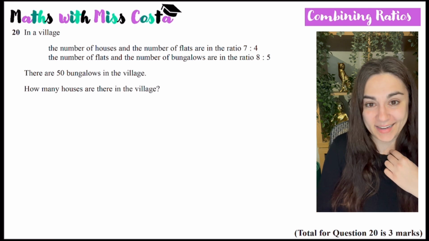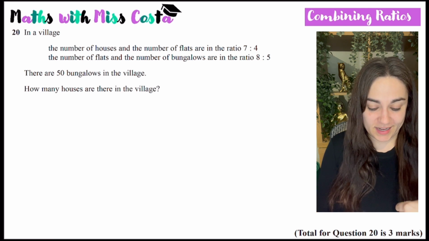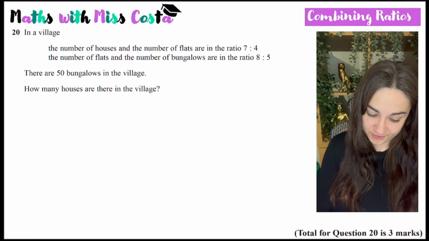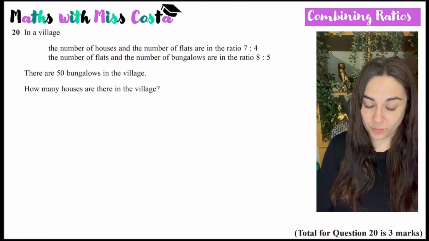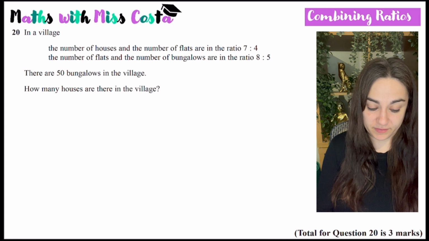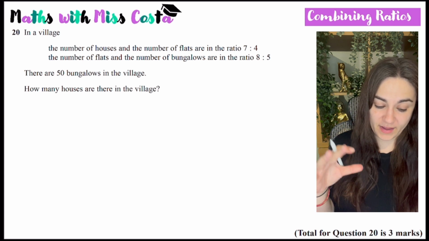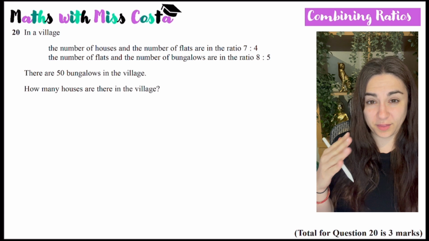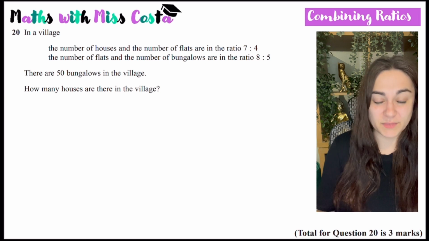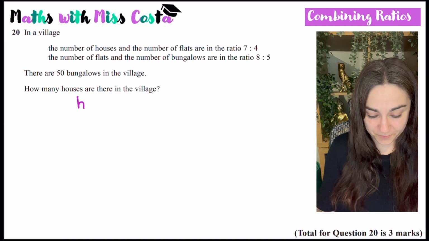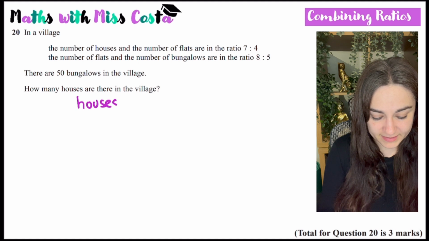Okay, next I've got a ratio question. So I'm told that in a village, the number of houses and the number of flats are in the ratio 7:4. And then the number of flats and the number of bungalows in a ratio of 8:5. So I've got 3 different things that I'm comparing. So this is like a 3-part ratio. So I can start just by writing what I know.